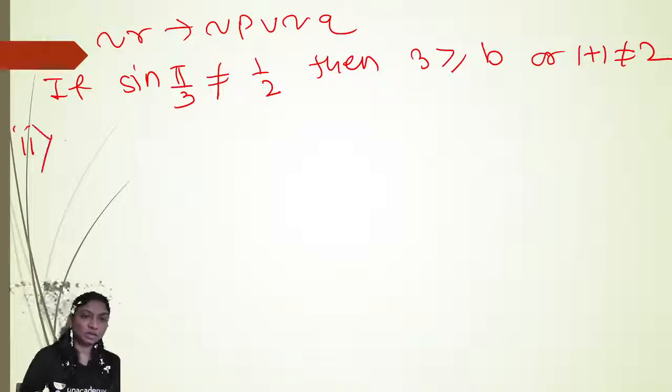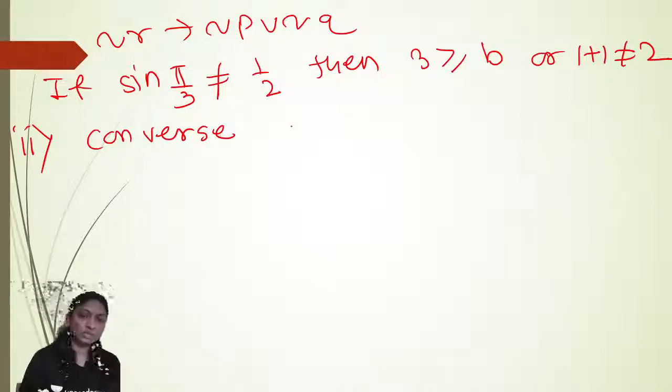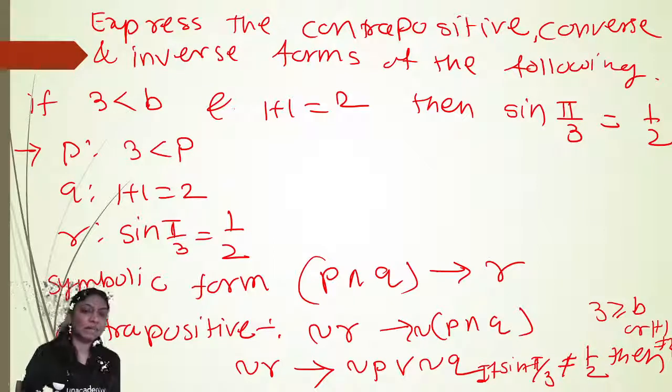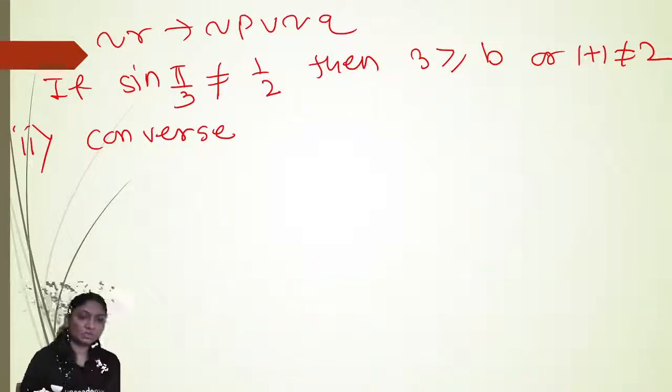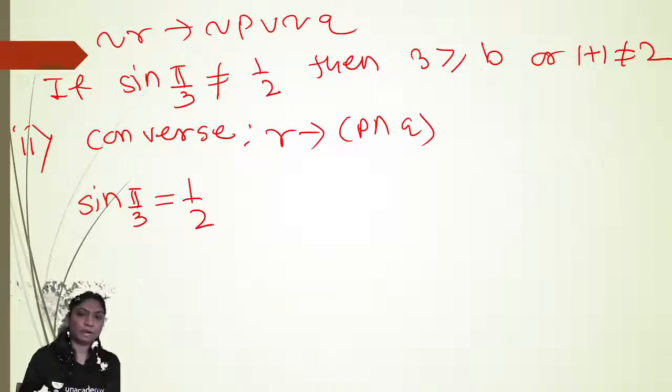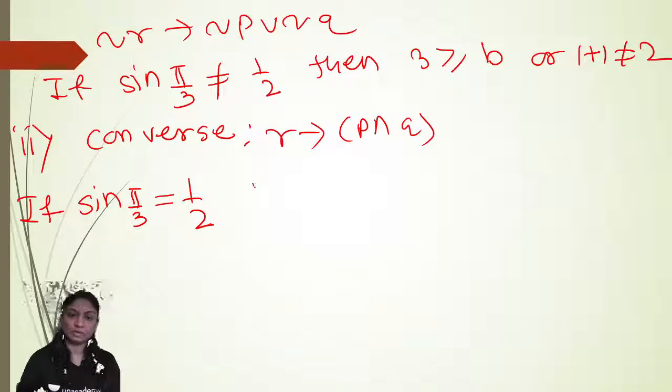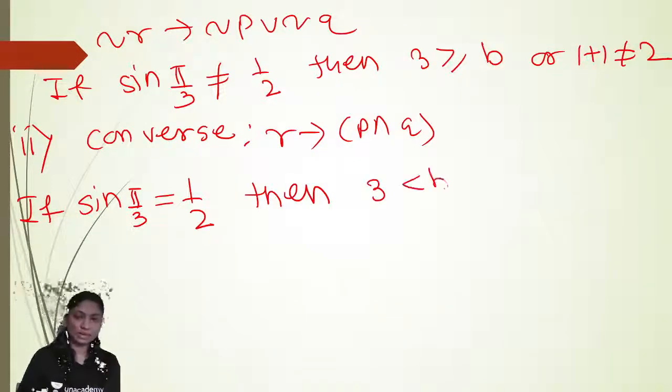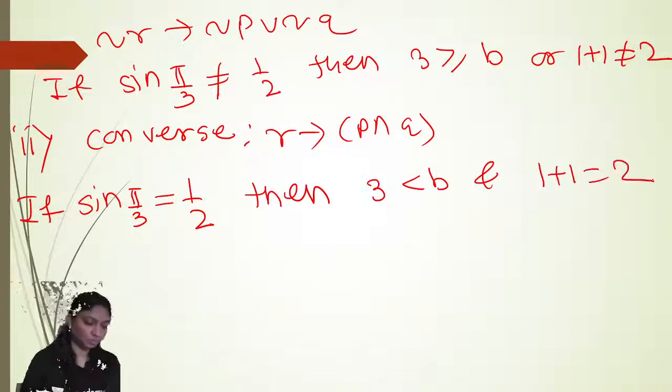Second, we will write down here the converse. So converse, it means P implies Q, then Q implies P. So here you will get the converse of this is R implies P and Q. Okay. So R implies P and Q. What is R here? Sin pi by 3 is equal to 1 by 2. If sin pi by 3 is equal to 1 by 2, then 3 is less than b, and 1 plus 1 is equal to 2.